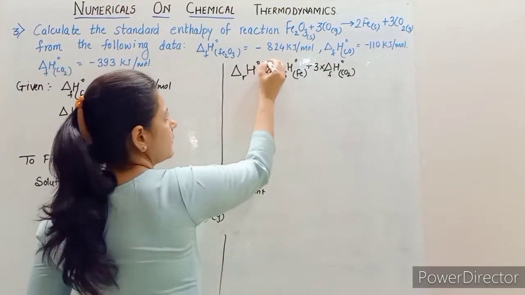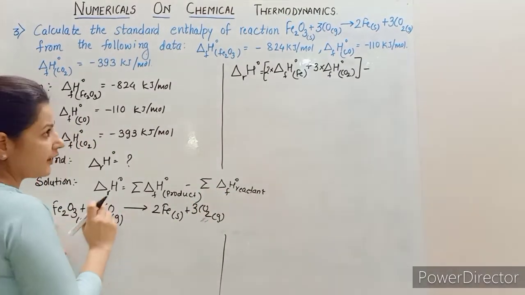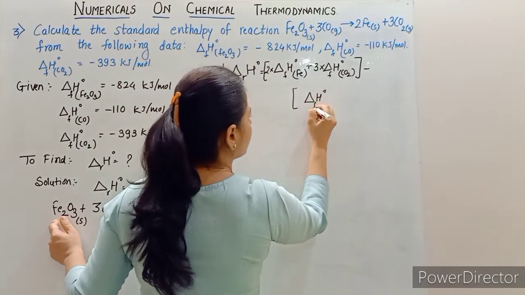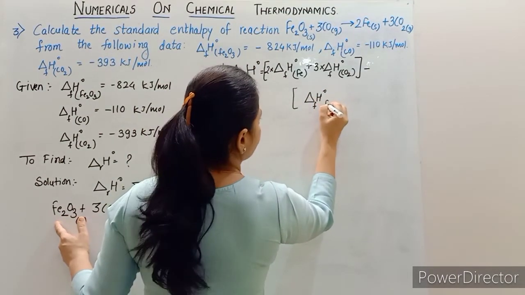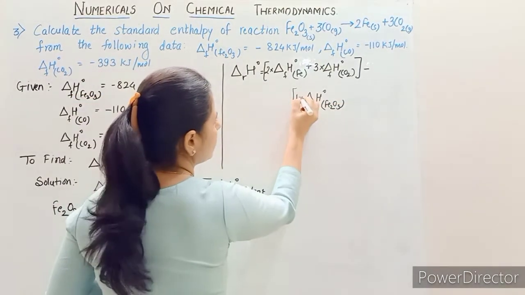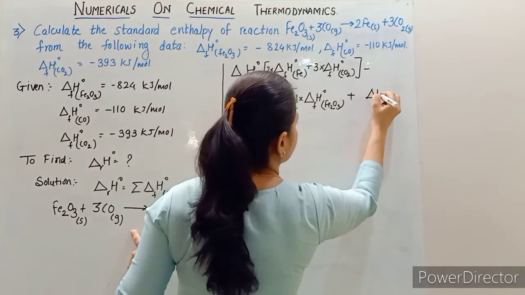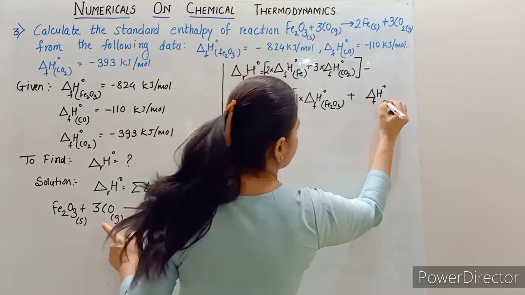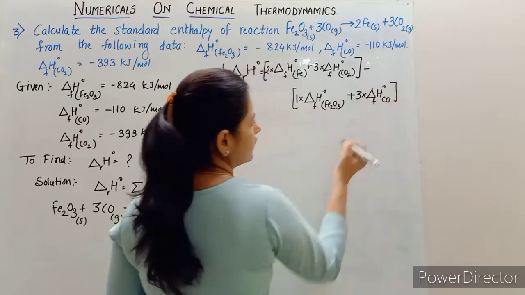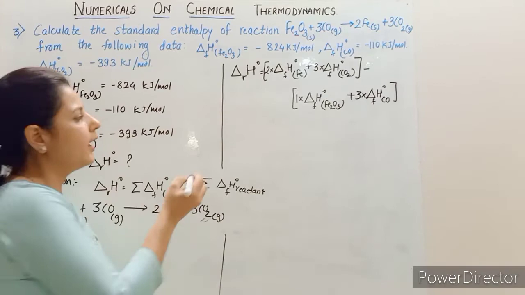In this way, we take minus the summation of the enthalpy of the reactants. What is in the reactants? It is nothing but the standard enthalpy of formation of the reactants, that is Fe2O3, and how many moles of Fe2O3 are there? 1, so multiply it by 1, plus the standard enthalpy of formation of CO, and how many moles are there? 3, so multiply it by 3. Okay, now you have all the values; you just have to substitute and find the answer.